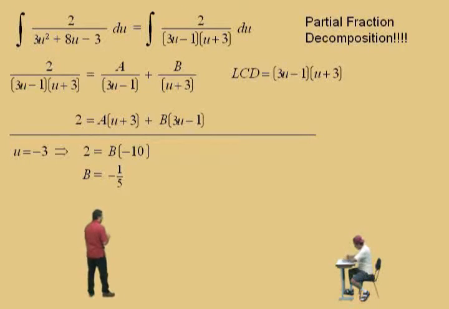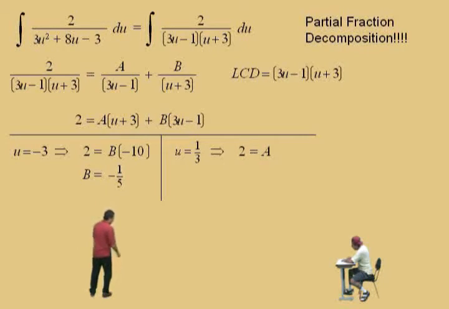In order to get the A value, we have to eliminate that B. Now look at the B. B is 3u, subtract 1. What do we have to choose for u to eliminate that B? 1/3. 1/3, that's right. Because 3 times 1/3 will be 1, and 1 subtract 1 is 0. So if we do that, Charlie, left-hand side we get 2, and then we have A times u plus 3. Now, Charlie, if u is 1/3, how much is 1/3 plus 3? Remember, 3 is 9/3. 10/3.